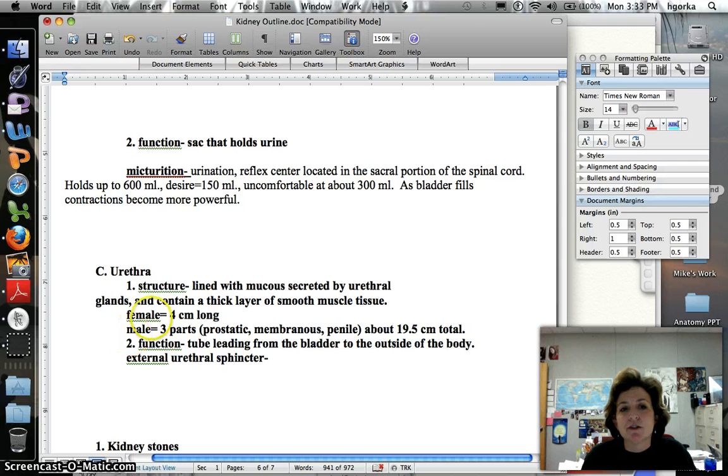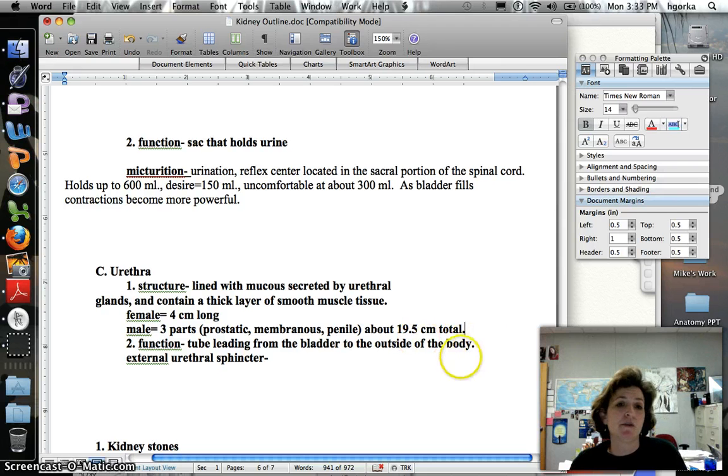So here's a question for you: who has a greater chance of having urinary tract infections, or UTIs? We're looking at about a 19.5 centimeter distance from the external environment up into the bladder versus a 4 centimeter distance. So females do tend to get UTIs more often than men do.